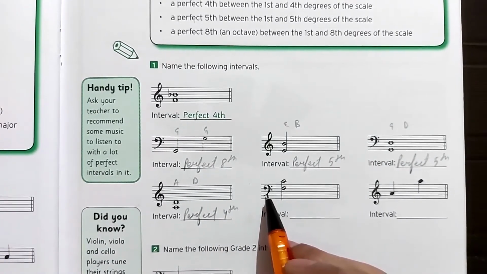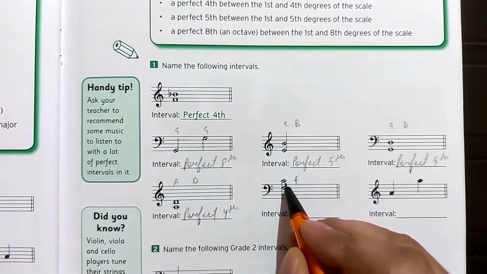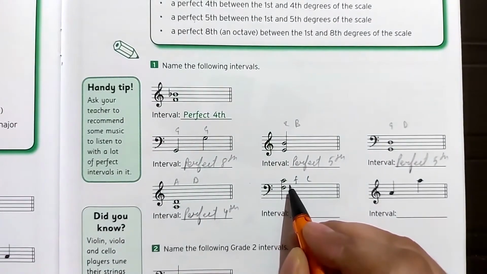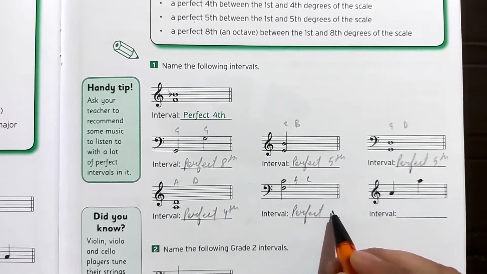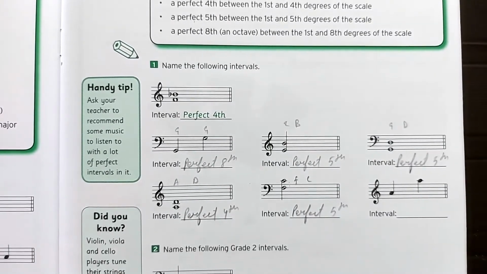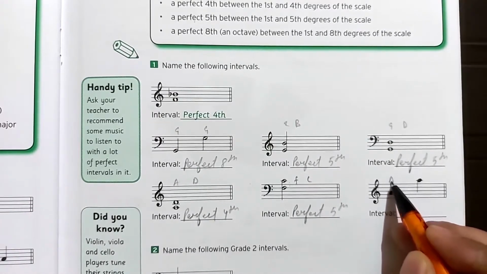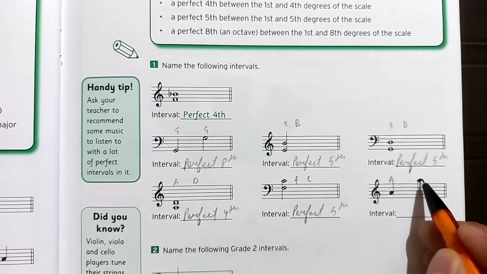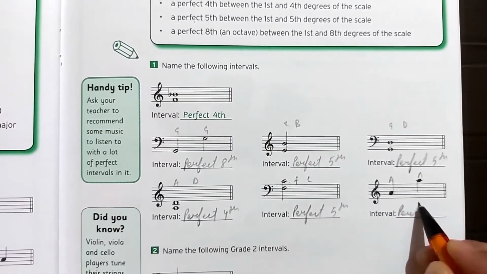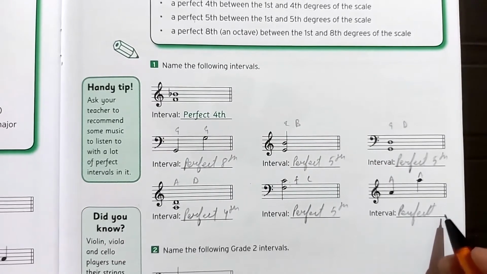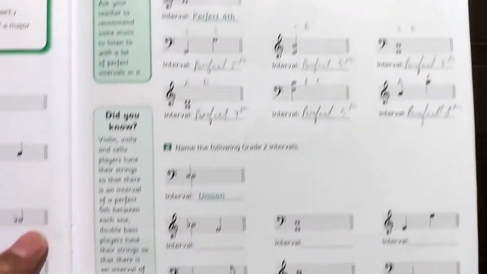Okay, next you see bass clef, this is our F, so F to C, so 1, 2, 3, 4, 5, so this is perfect fifth. Okay, the last one we have is treble clef, and this is our A to A, so this is an octave, so you can write perfect eighth. Okay, now let's move on.